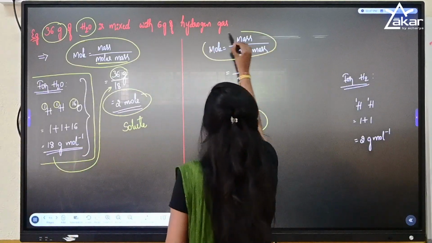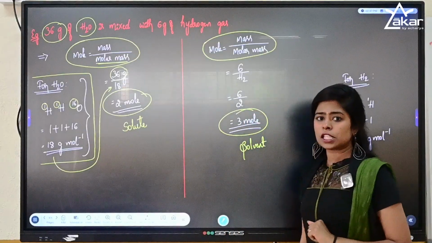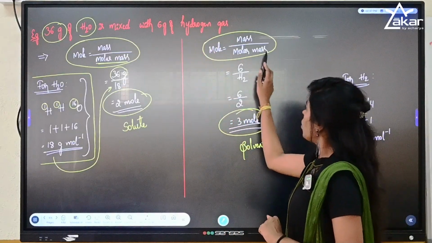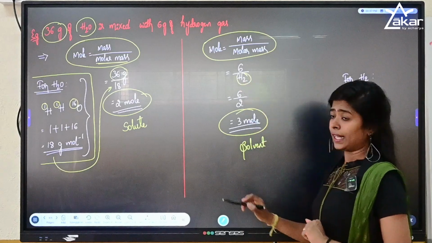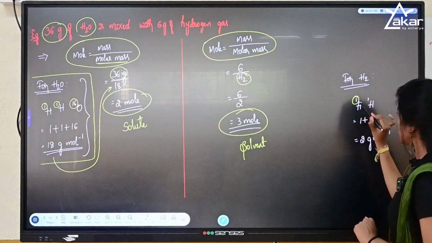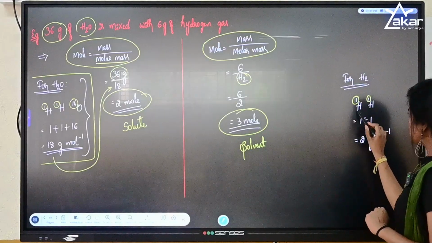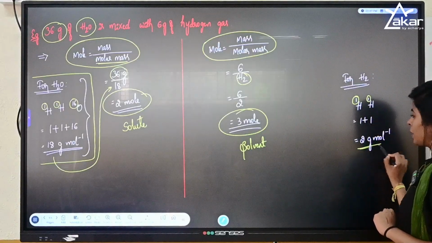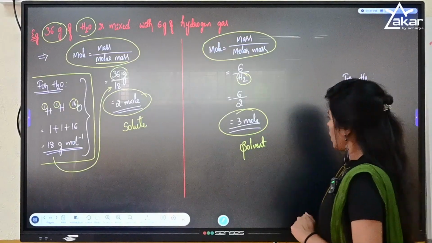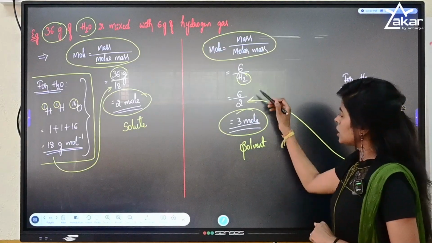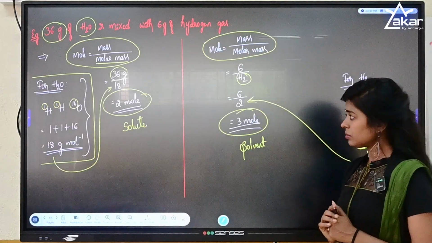So same, first write down the formula, mole is equal to mass by molar mass. What is the given mass? 6 grams. Molar mass of hydrogen we need to calculate. We know the mass of hydrogen is 1. So for H2, 1 plus 1, 2 grams per mole. So now let us substitute this value here, molar mass. So 6 by 2 is 3 moles.